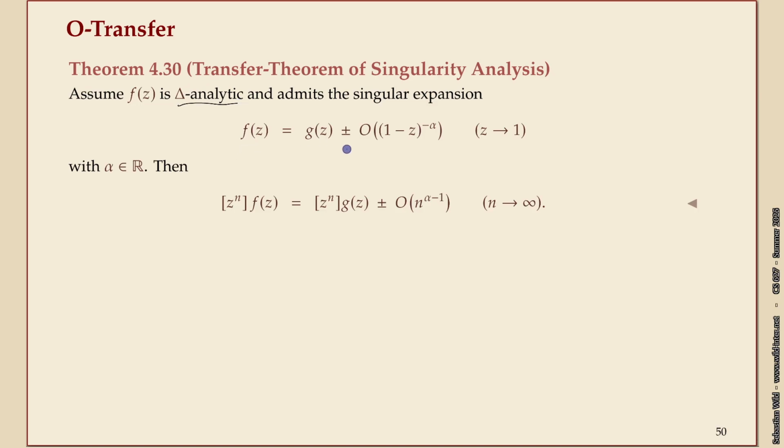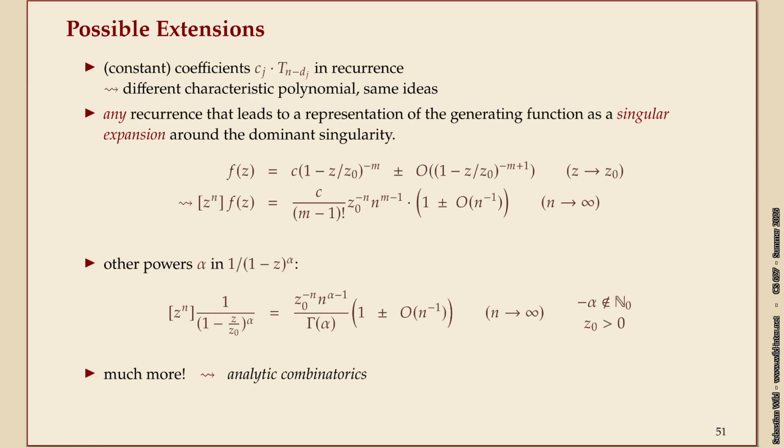If you can represent your function, for example, like this, for some real alpha here, and then the coefficients behave in a nice way. The coefficients of f are essentially the coefficients of g with some error term where you get a polynomial that depends on the power here. Okay. And you can extend this further to solve other kinds of recurrences. That's the gist of it.